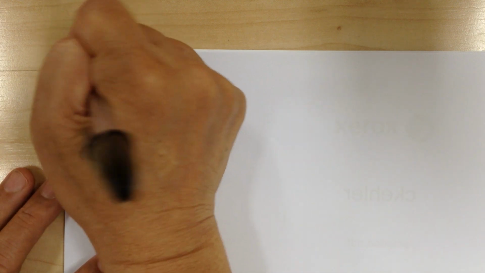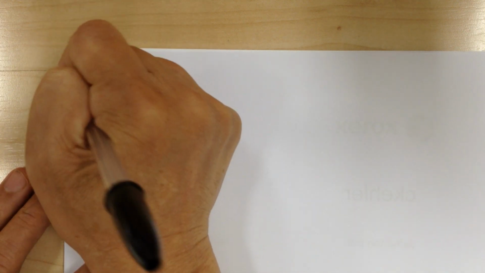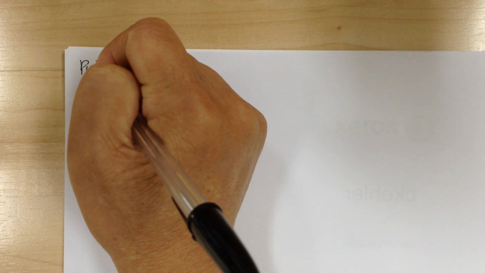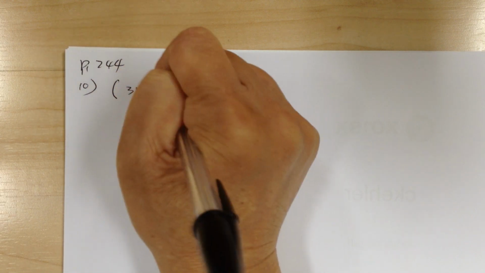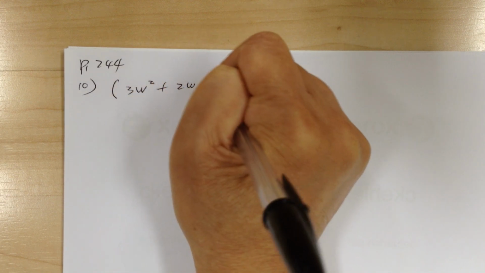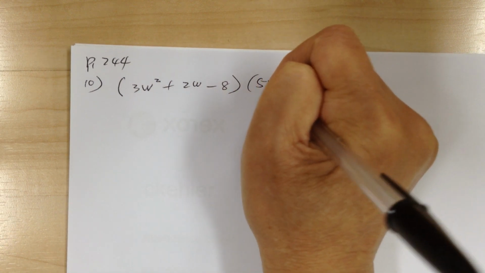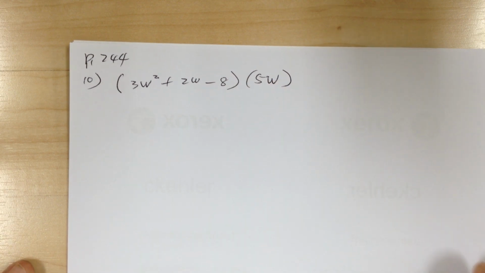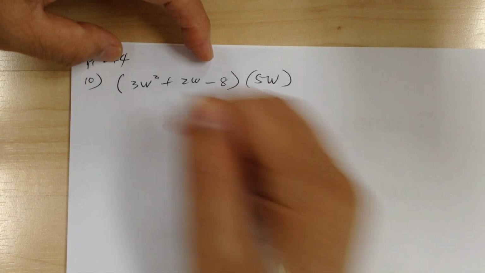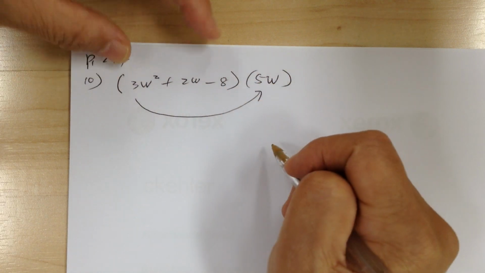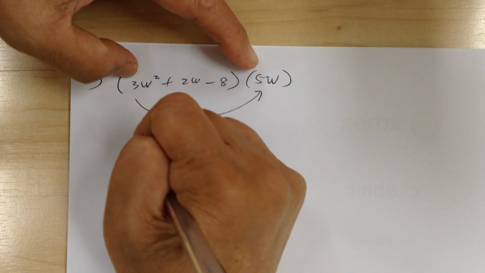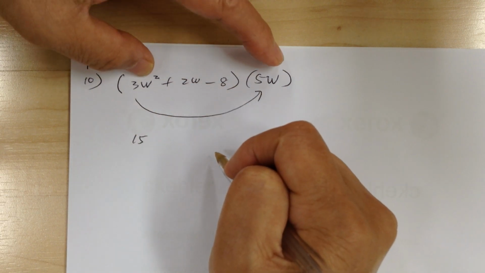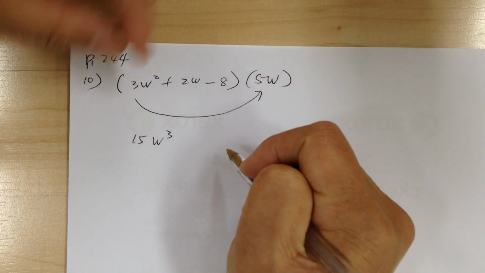Okay, let's go to the next one. Number 10. You have 3w squared plus 2w minus 8 times 5w. So again, this is a backward distribution. So you multiply. Sign, positive times positive is positive. Number, 3 times 5 is 15. Alphabet, w squared times w is w to the 3. So we're done with the first term.